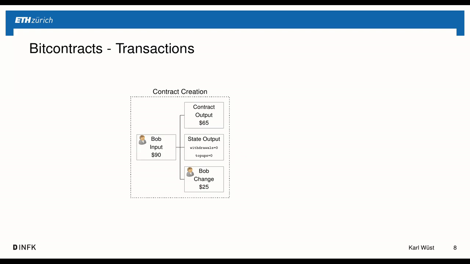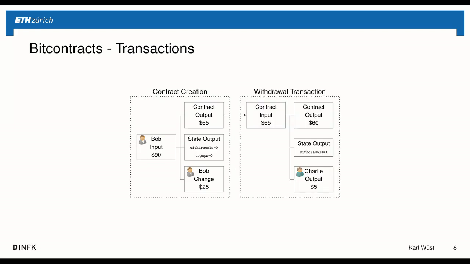After the contract output, we have so-called state outputs. We can have multiple of these state outputs, and they collectively store the updates to the contract state, or in this case, because this is the contract deployment, they store the initial state of the contract. And in this example, since we only have two state variables, we only need one state output because the stored state is quite small. Now we assume that Charlie calls the contract to withdraw some funds from the faucet.